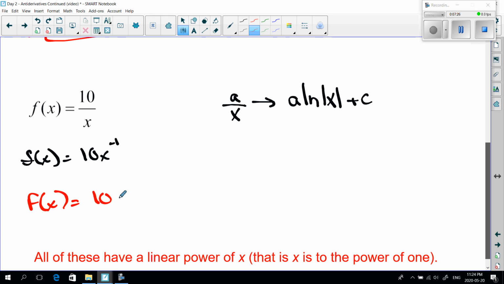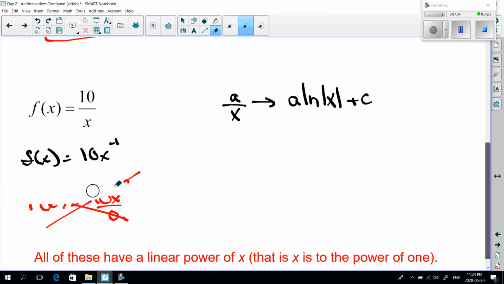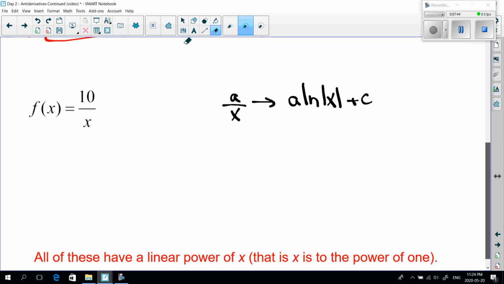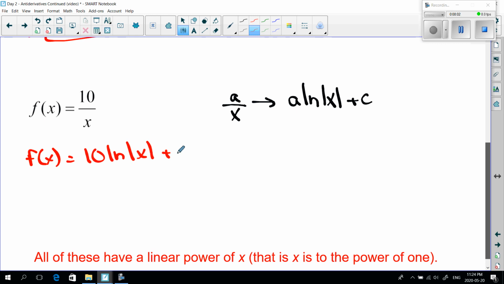It'd be 10x to the power of 0 over 0. No good. Okay, that doesn't work. We have a rule for that, and as I said, it is rule number 3 in your table of general antiderivatives. We use the natural log function. So it's a over x, and a in this case is 10. So it would be 10 ln. Capital F of x would equal 10 ln absolute x plus c.